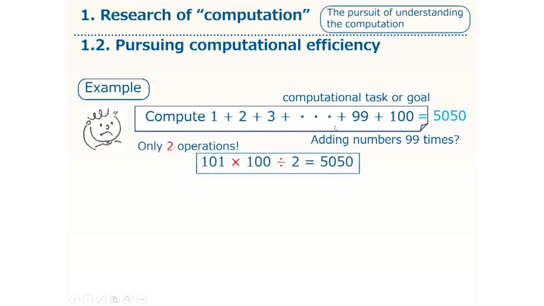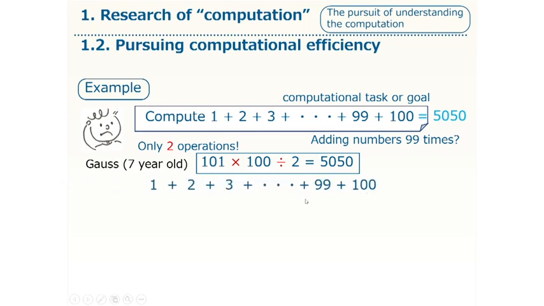Here is another way. We can compute the answer by two mathematical operations. It is said that the famous mathematician Gauss thought of this method when he was assigned this task in class when he was 7. Here is how he thought.